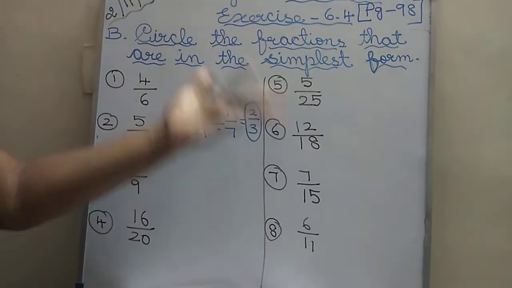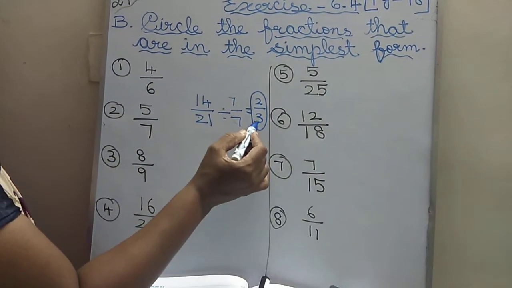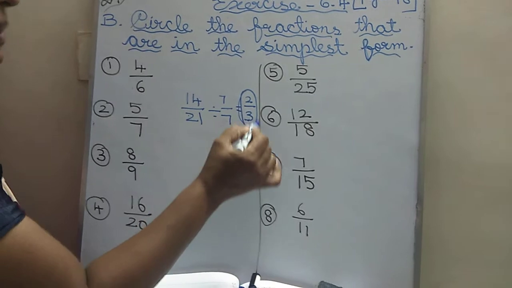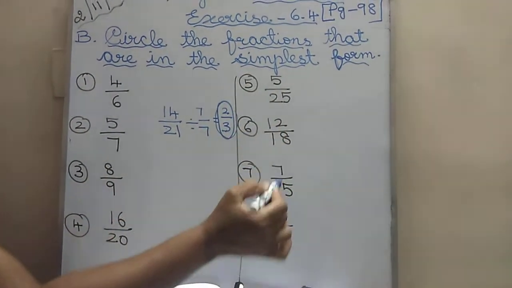After this number we can't divide anything. We have to write it as it is. So only we call it simplest. This is called the simplest form. So here what they have given, these are all the simplest form.